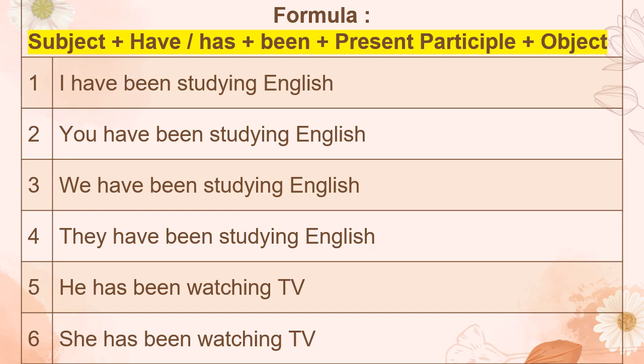I is the subject. Have is the helping verb. Been is the helping verb. Studying is the main verb. English is the noun. I mean the object.